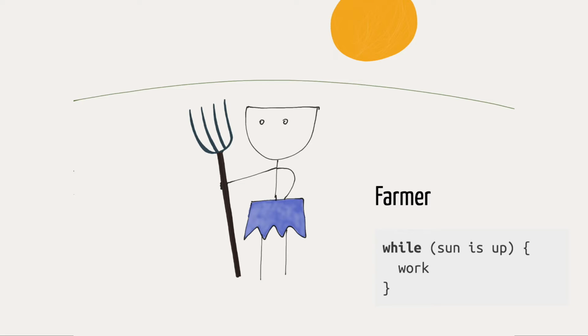This is not valid JavaScript, of course, this is just to give you an idea. This work thing is going to be repeated again and again while the sun is up. This means after each repetition, we need to check if the sun is still up and stop if it isn't. In other words, check, do if it's true, check, do if it's true, check, etc.